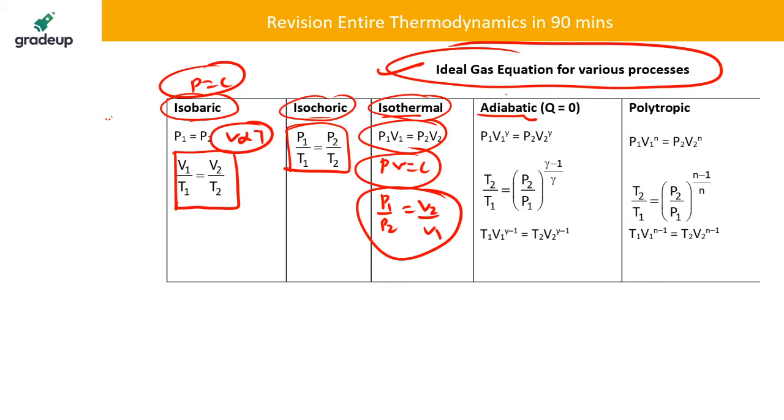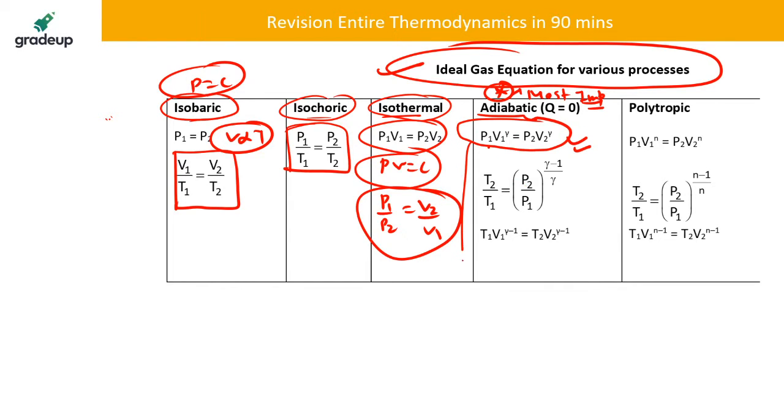For the adiabatic process, this is the most important equation. Mark it. You will be using this equation in many places. My dear students, you will use this equation in solving questions on the Otto cycle, Diesel cycle, Rankine cycle, Brayton cycle. In many of these, you will be using this equation for the adiabatic process: P1 V1 to the power gamma is equal to P2 V2 to the power gamma.